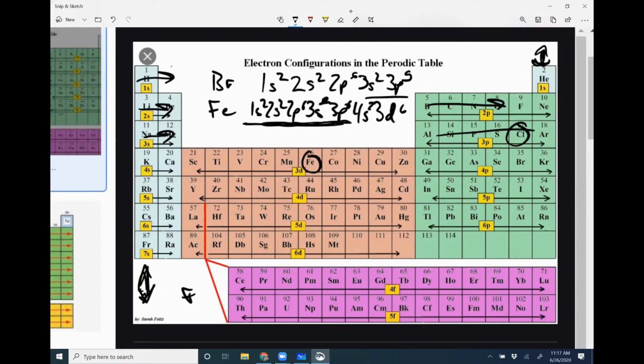They end the period each time. So what we can do is abbreviate this. Instead of iron being 1s2, 2s2, 2p6, 3s2, 3p6, we can shorten this to simply writing argon, and then write 4s2, 3d6. That's the way you can do that.